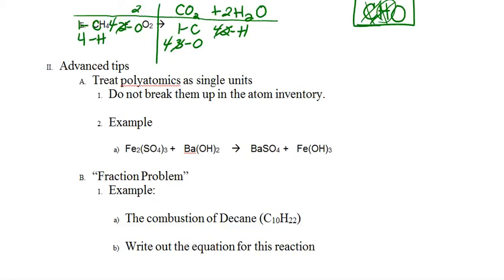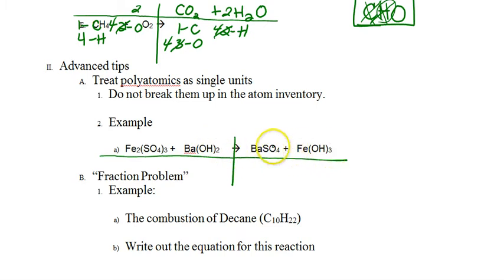All right, so advanced tips then. Always treat your polyatomics as single units. Do not break them up. So for example here, if you were to do your inventory and add them up, we have 3 sulfate here, 2 hydroxide. We only have 1 sulfate here and 3 hydroxide here.